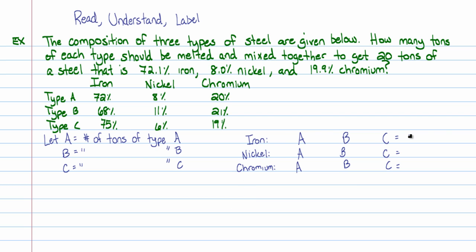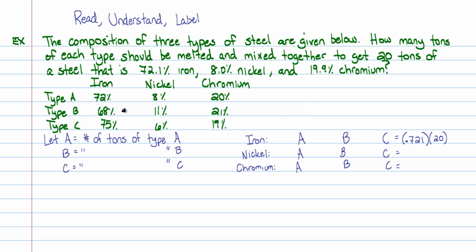So let's look at the iron equation. What percentage of iron do we want to get in the end? Well, I want to get 72.1% iron in the end. And remember, this is a percentage, so it's 0.721. And you have to understand that's 72.1% of 20 tons. So that's why I get that 20 there.